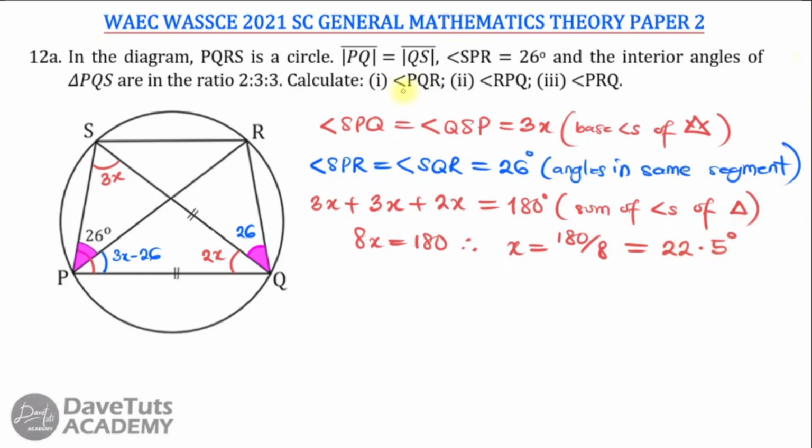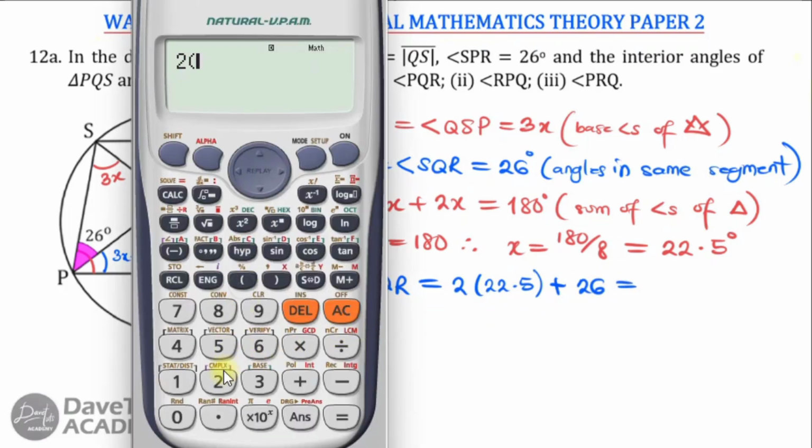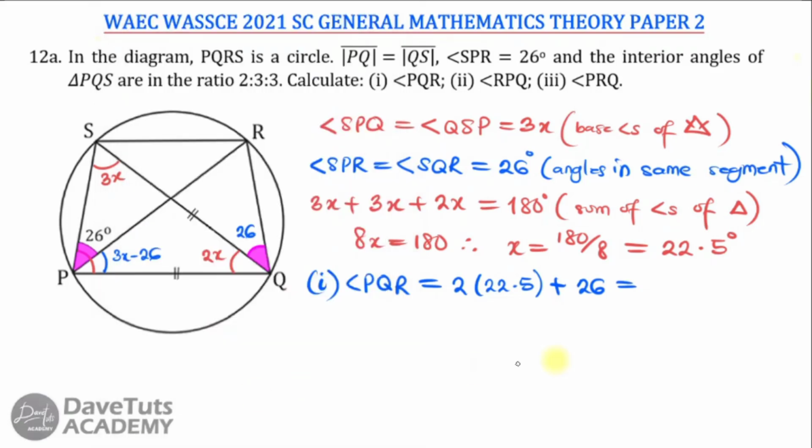Then our first mandate, angle PQR, what is going to give us PQR? This region here, that's what we are looking for, and that is 2x plus 26. And instead of 2x, I can just say this is 2 times 22.5 plus 26. So if we want to add this, 2 times 22.5 plus 26, what is that going to give us? This is going to give us 71. So this is 71 degrees. All right. Our first solution is out.